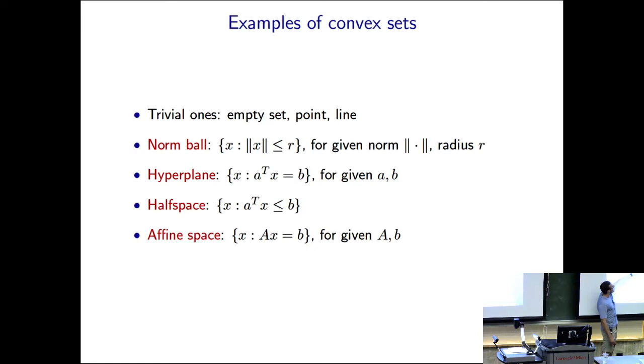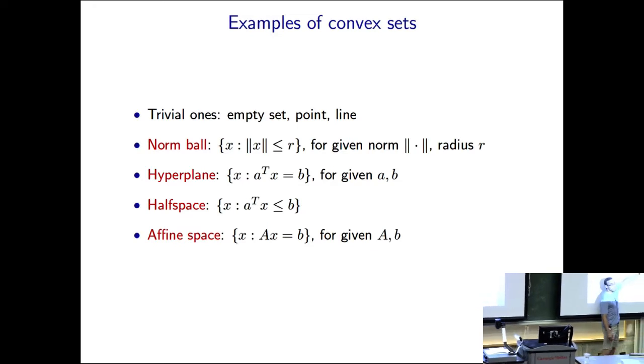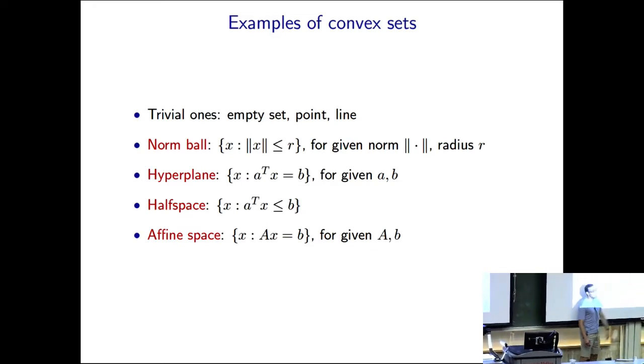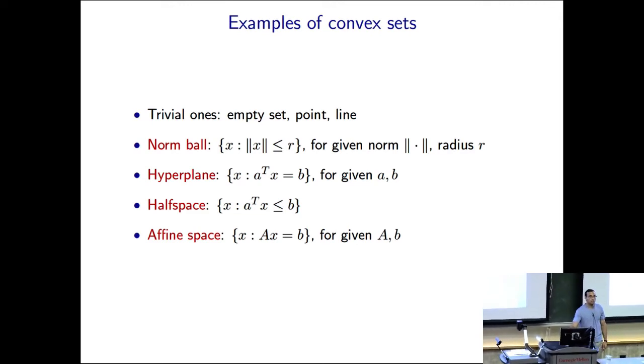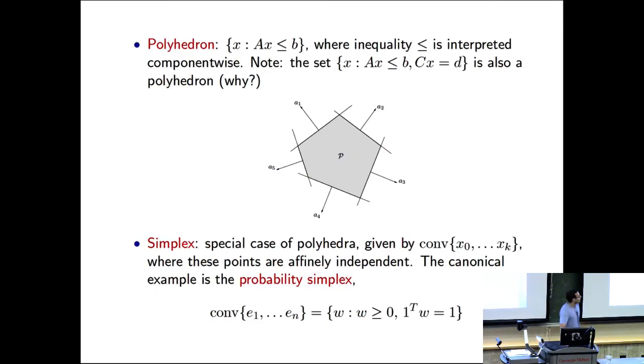And an affine space, which is the set of all x that satisfy a system of linear equations, like Ax equals b for a given matrix A and a vector b, also convex. Check the definition to verify. Okay. So moving on to a bit more sophisticated sets. And this guy's polyhedra are very important. We'll see them a lot as we talk about linear programming. You'll talk about them on the homework.